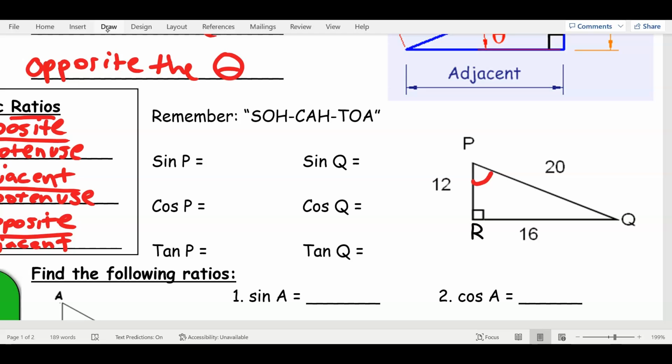I want you to do what we did on the warm-up. Can you label the opposite side with an O? Can you label the hypotenuse side with an H? And label the last one with an A? So I want you to label O, H, and A. So what do you think is the O? Which number is the O side?